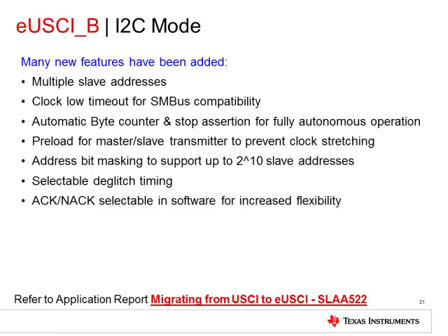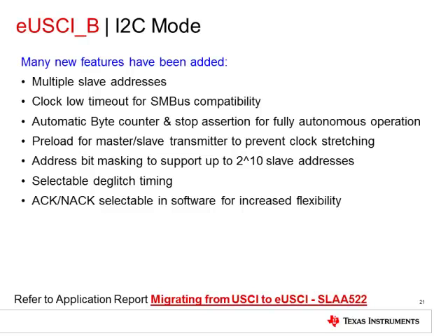I2C mode is only supported by the eUSCI_B module. In I2C mode, the eUSCI_B module provides an interface between the device and I2C compatible devices connected by the 2-wire I2C serial bus. External components attached to the I2C bus serially transmit or receive serial data to and from the eUSCI_B module through the 2-wire I2C interface.